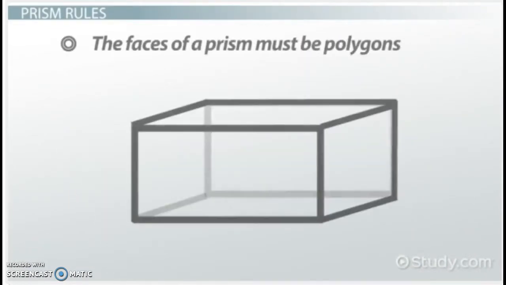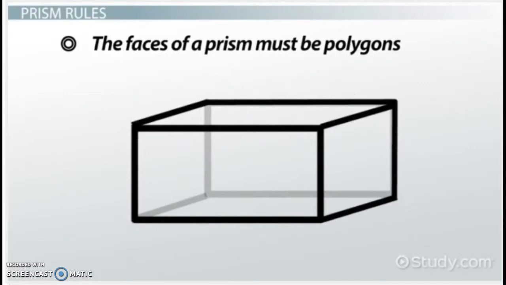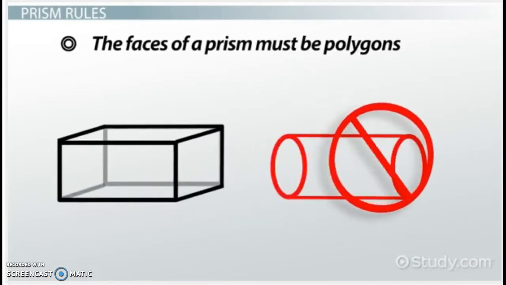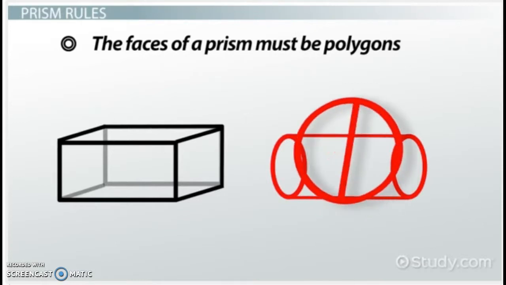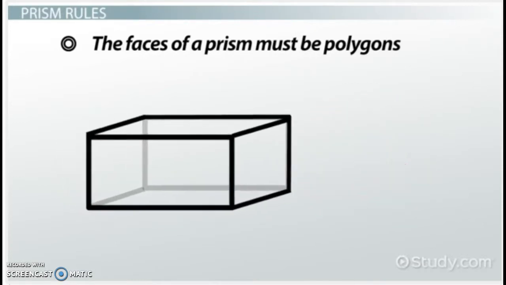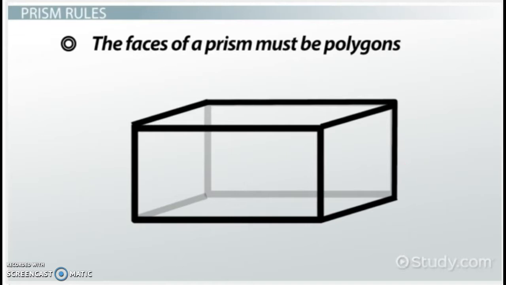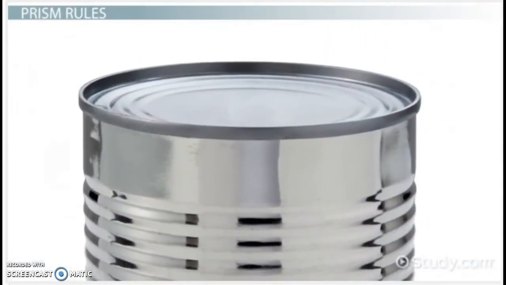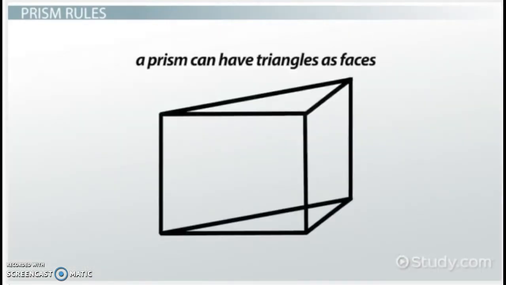Rule 1 is that the faces of a prism must be polygons, so even though it may seem that cylinders would be prisms, they don't fit the definition. This is because their faces are circles or ovals which don't have sides and are therefore not polygons. So a can isn't a prism. No sides, no polygons, no prism. A prism can have triangles as faces.